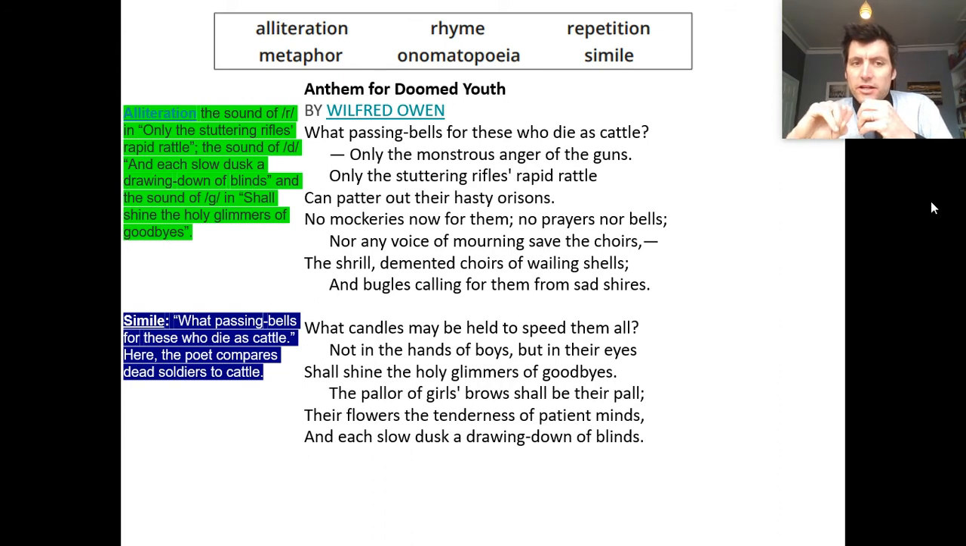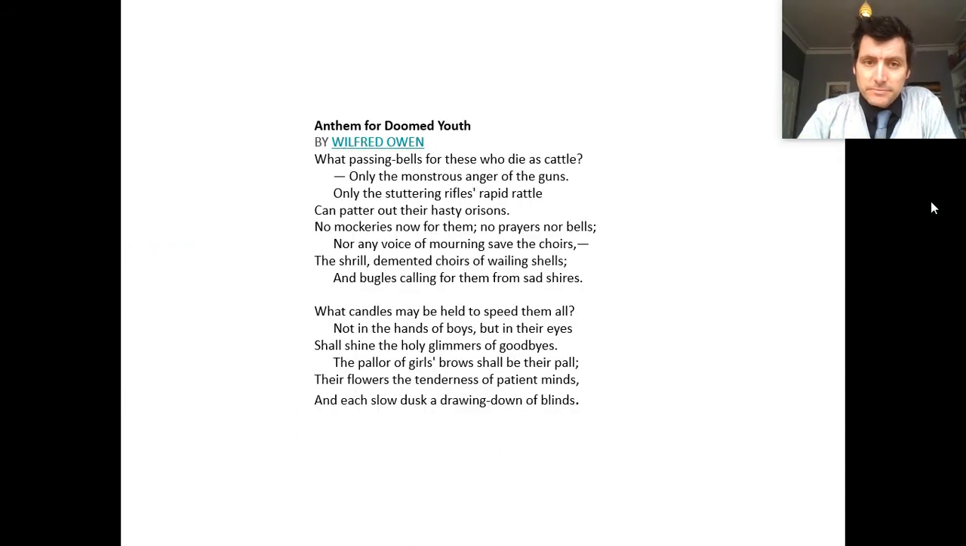So the glimmers of goodbyes. With the simile, we've got the idea of as cattle. Normally when we're talking about cattle dying, we're thinking about beef burgers, because beef burgers are made from cattle, from cows, and we don't maybe mourn them as much as we would a person, hopefully, for most of us. So the idea here, that the soldiers are dying like cattle, is showing that they're expendable. They're not treated as something that matters as much.